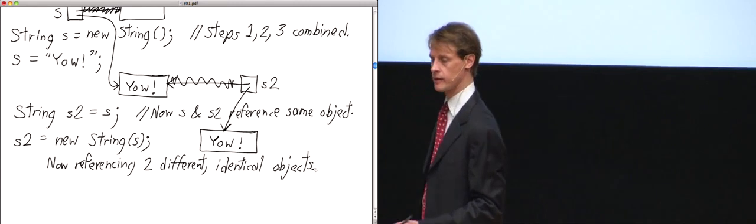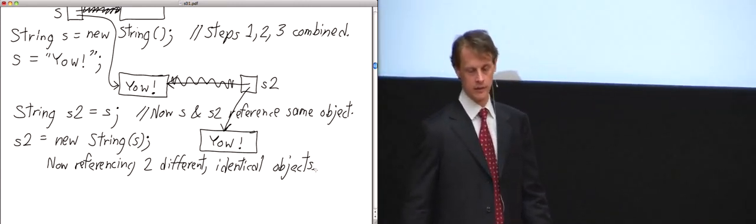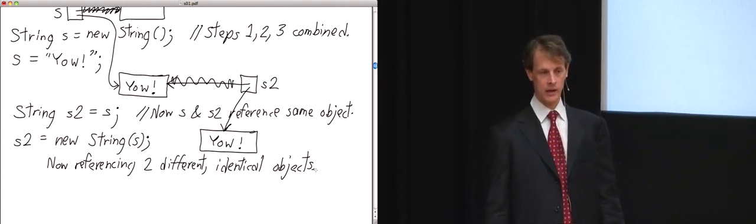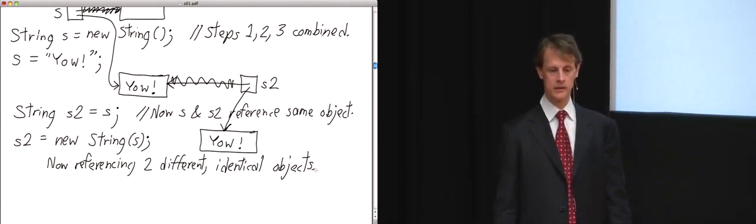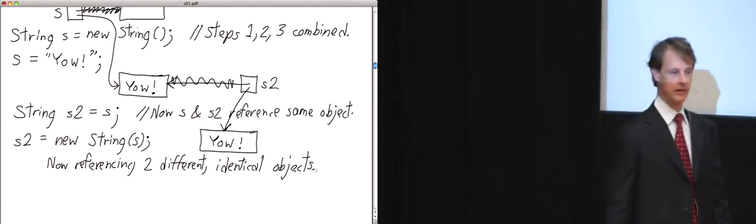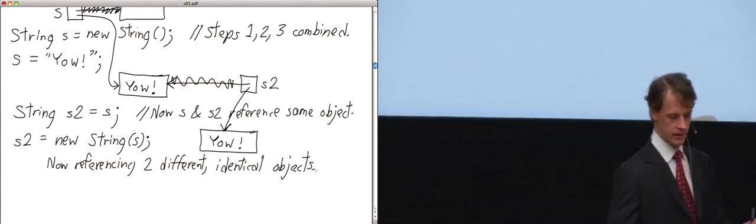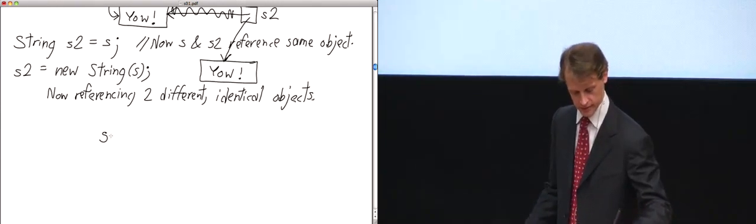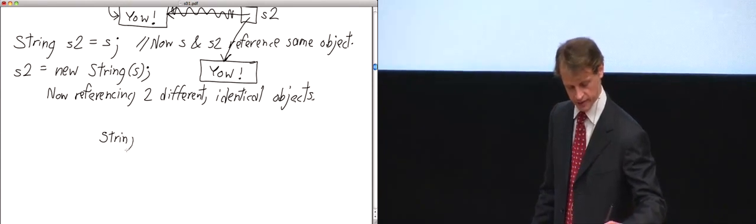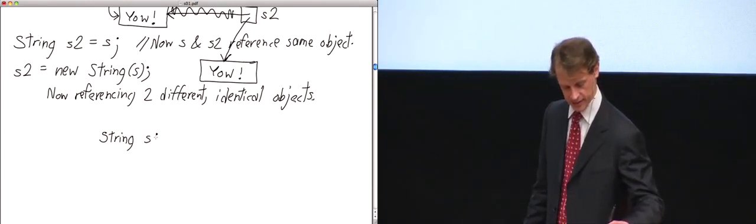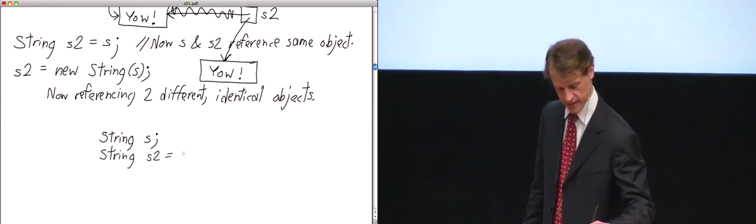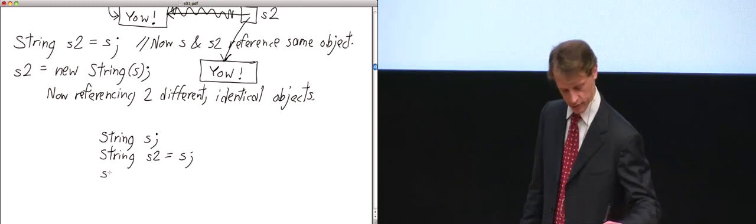What happens if you switch the S equals to Yao and the string S2 equals to S? So you first have the string S2 equals to S and then change the S. So if you first do something like string S and then string S2 equals S, and then S equals Yao? That's what you mean? All right.